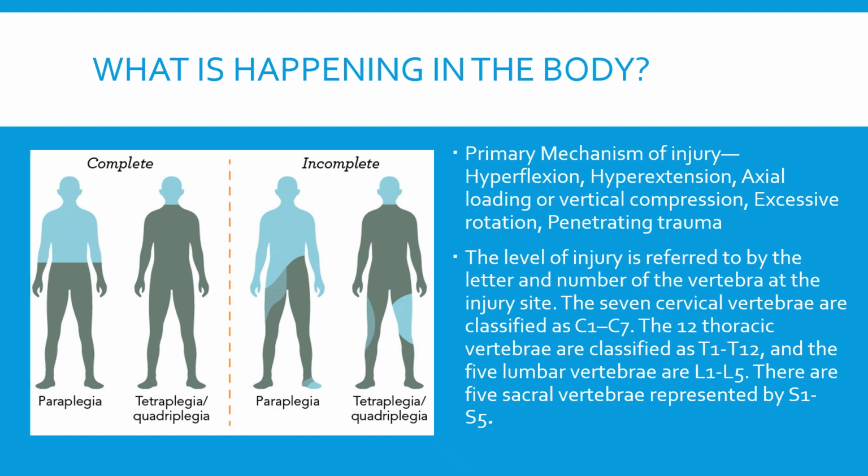The level of injury is referred to by the letter and number of the vertebrae at the injury site. The 7 cervical vertebrae are classified as C1 through C7. The 12 thoracic vertebrae are classified as T1 through T12. And the 5 lumbar vertebrae are L1 through L5. There are 5 sacral vertebrae represented by S1 through S5.